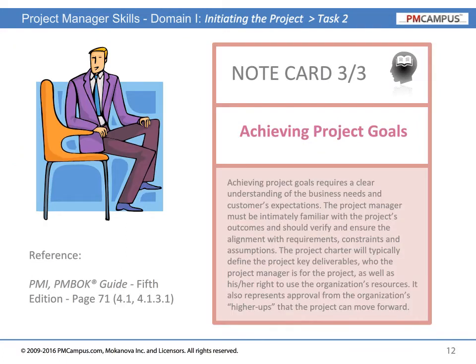Achieving project goals. Achieving project goals requires a clear understanding of the business needs and customers' expectations. The project manager must be intimately familiar with the project's outcomes and should verify and ensure the alignment with requirements, constraints, and assumptions. The project charter will typically define the project key deliverables, who the project manager is for the project, as well as his or her right to use the organization's resources. It also represents approval from the organization's higher-ups that the project can move forward.